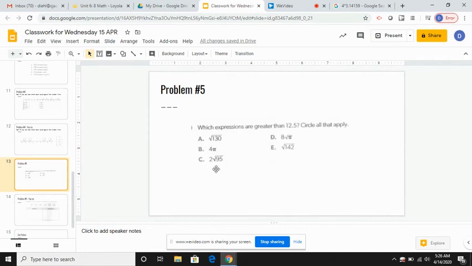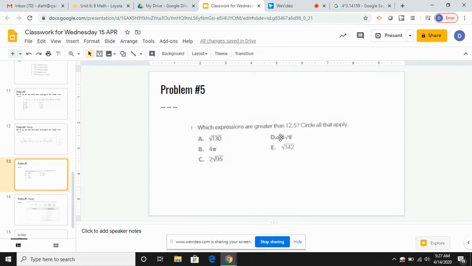2 times the square root of 95. Well, the square root of 95 is a little bit bigger than the square root of 81, which is 9, a little bit smaller than the square root of 100, which is 10. And if I took the lower end of that, square root of 81 is 9, and 9 times 2 is 18. So it's definitely bigger than 12.5. So 2 times square root of 95 is definitely bigger than 12.5, because even if this was just the square root of 81, 2 times the square root of 81 is bigger than 12.5.